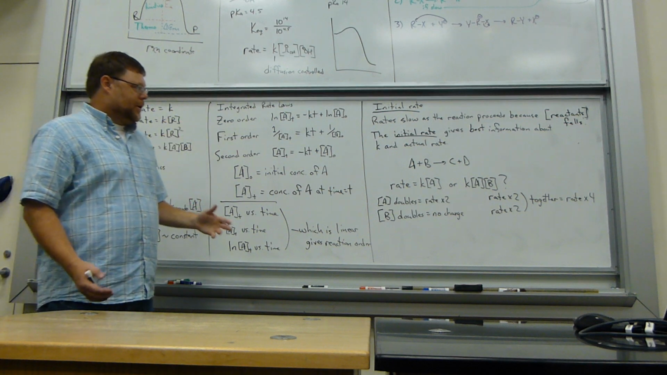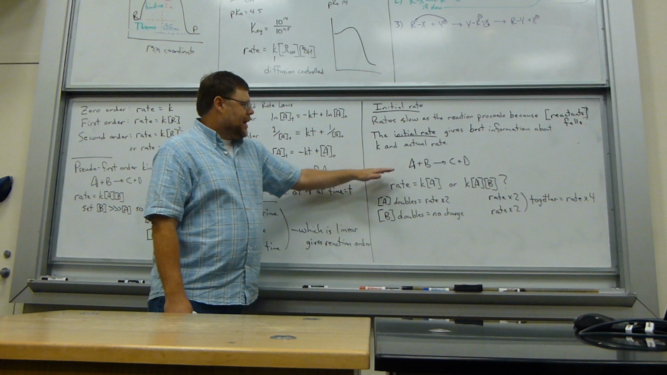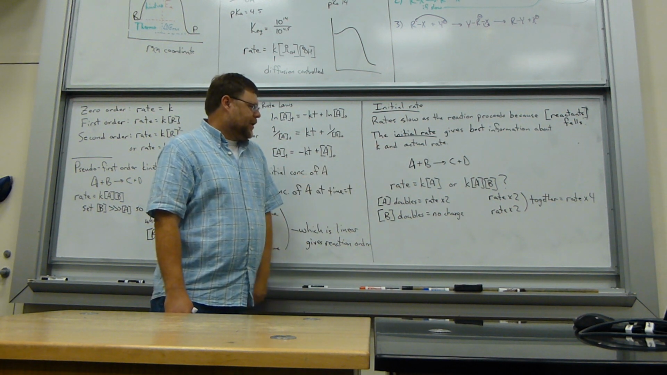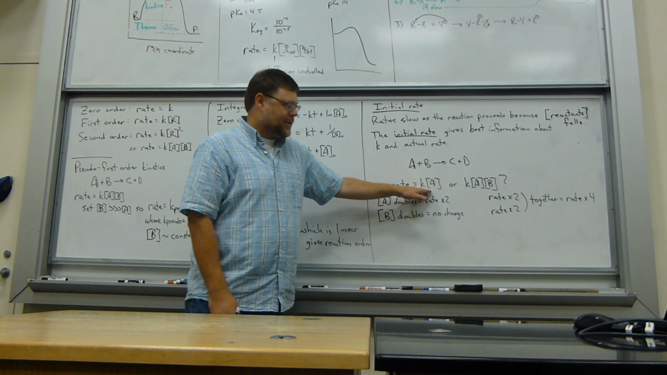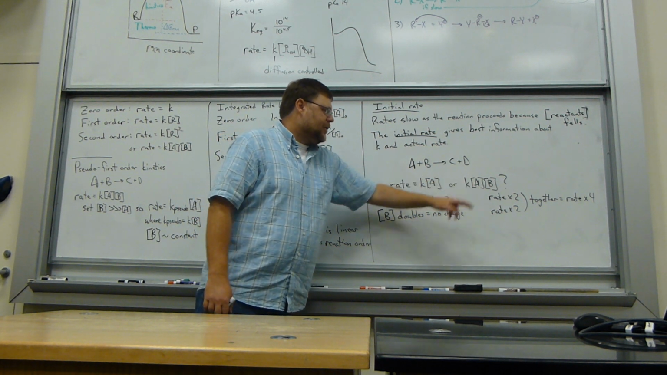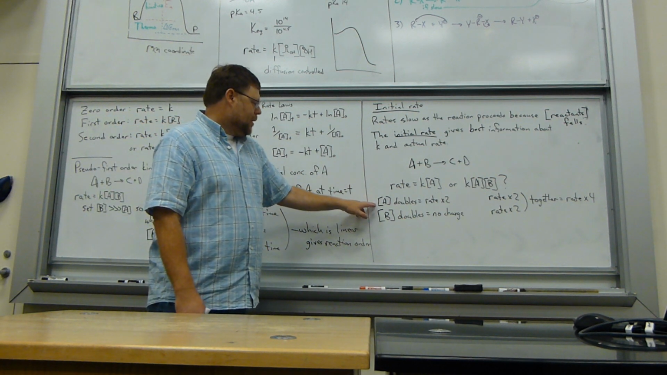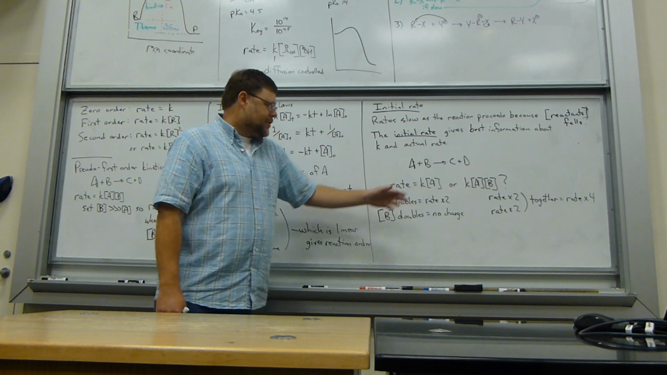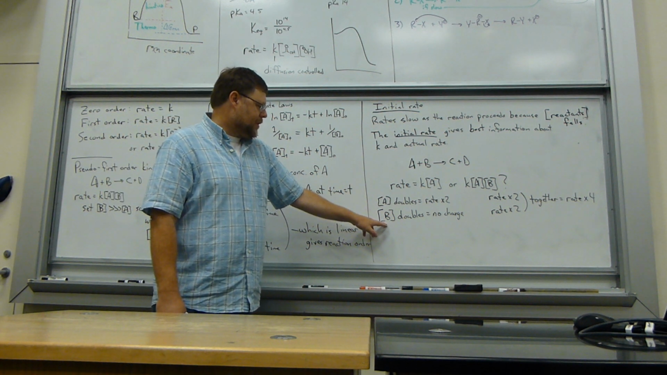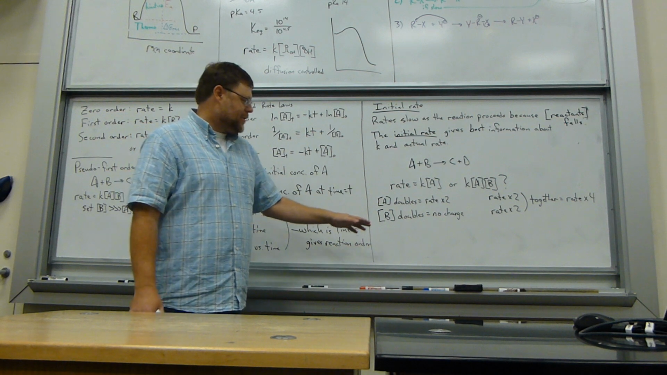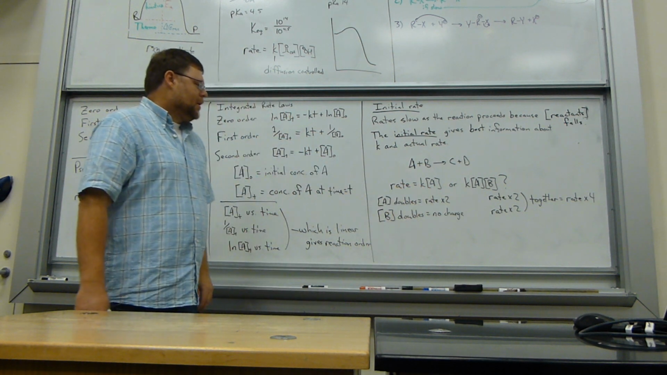And so you can measure the actual rate. Like I said, if you have A plus B goes to C plus D, you might have a rate that's equal to k times the concentration of A, or k times the concentration of A times the concentration of B. On the left, if you double the concentration of A, the reaction rate doubles. If you make any change in the concentration of B, nothing happens because B doesn't appear in the rate equation.